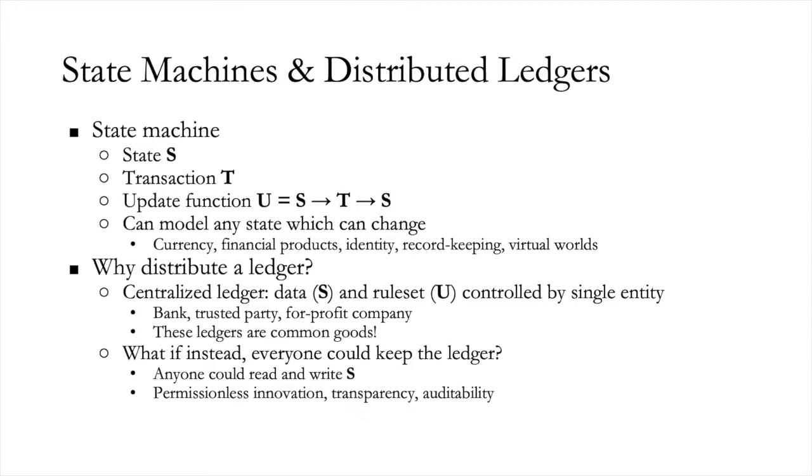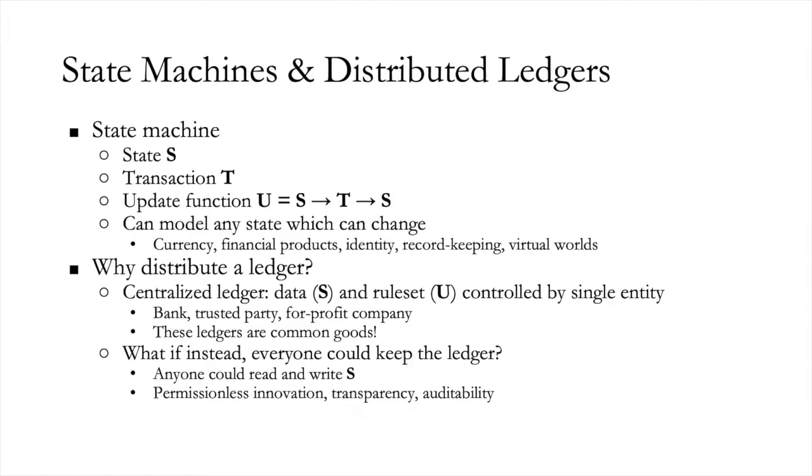Distributing a ledger also provides a very high degree of transparency and auditability because of the way in which you must distribute a ledger. It is the case that everyone must be able to verify that the update function U was executed correctly for each transaction in each state. So you don't need to worry that a central party with misaligned incentives might change things when it benefits them.